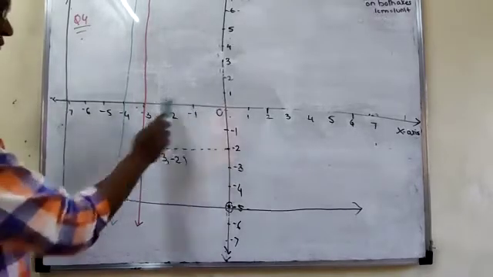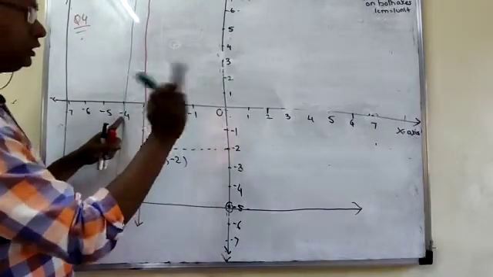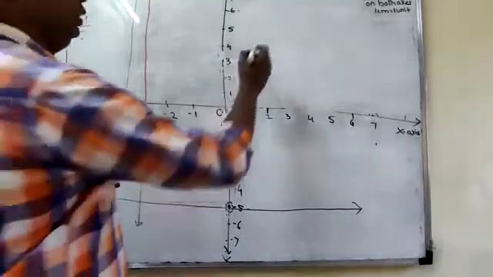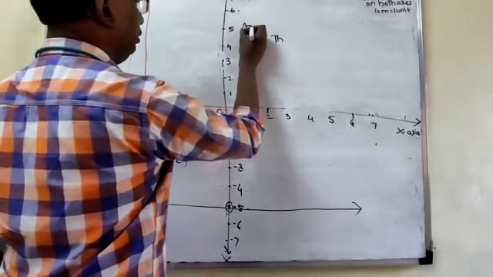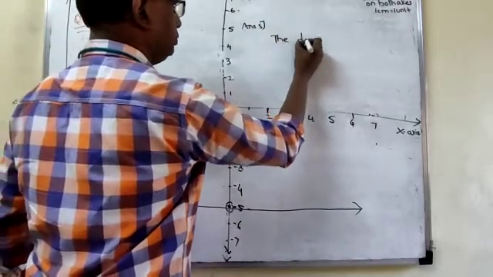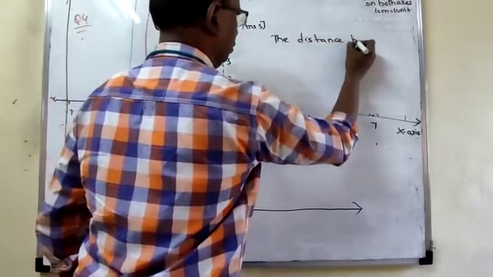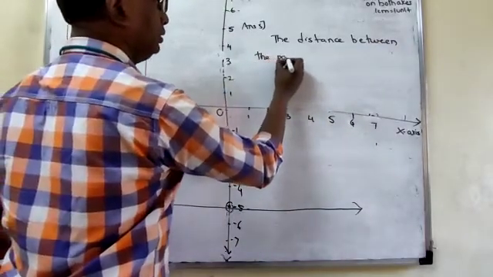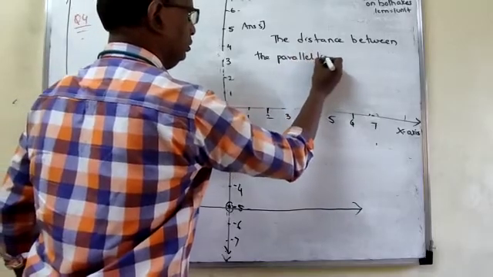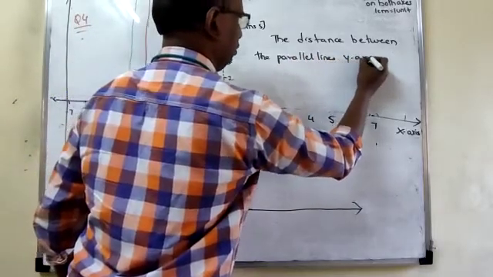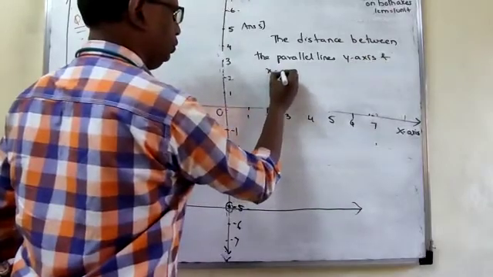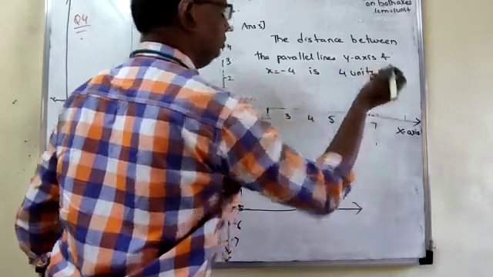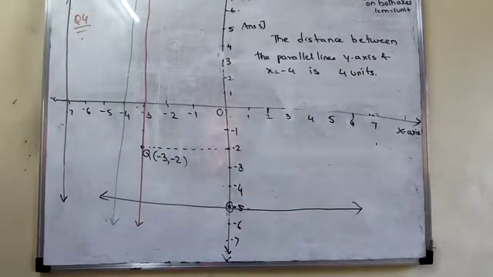What is the distance? Distance cannot be negative. So here 1, 2, 3, 4. So the answer: the distance between the parallel lines Y axis and x is equal to minus 4 is 4 units. That's enough. Understand? Very simple.